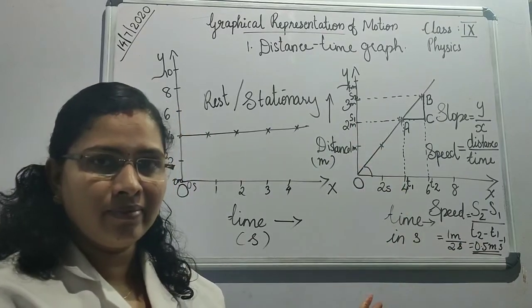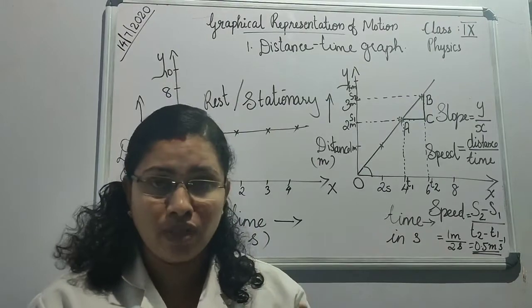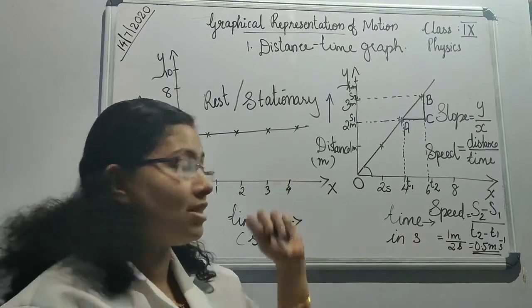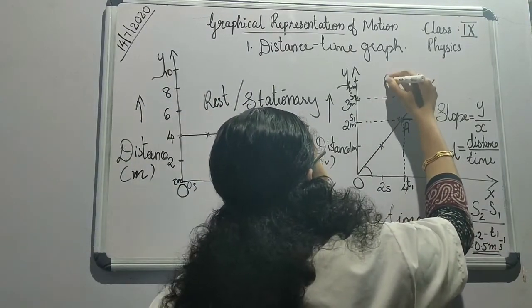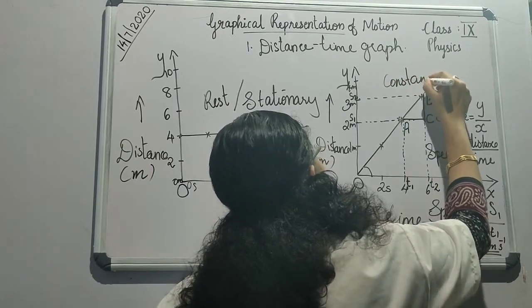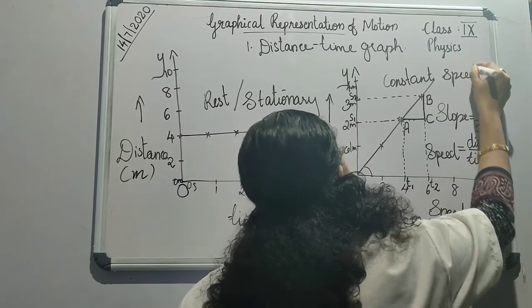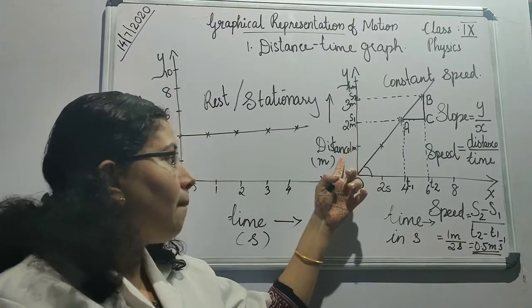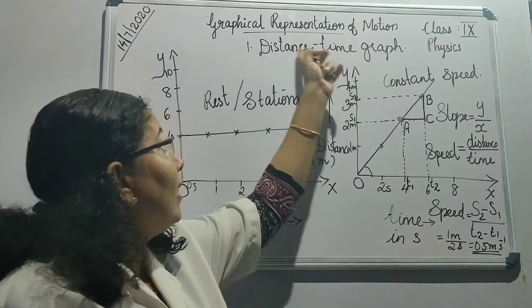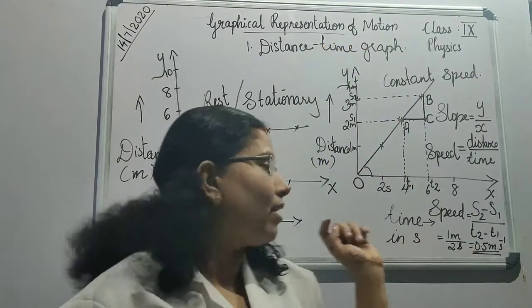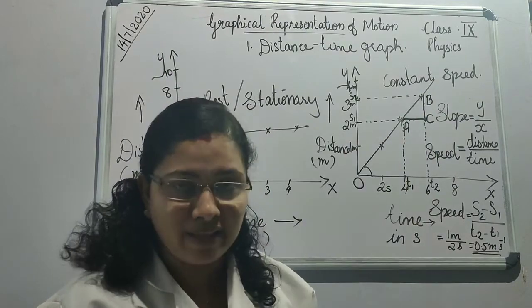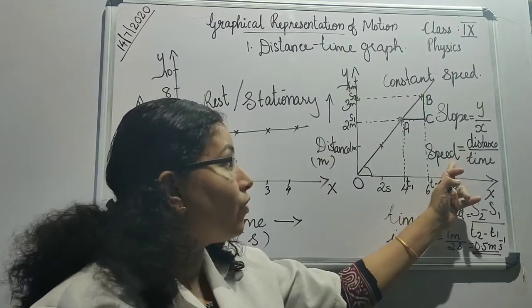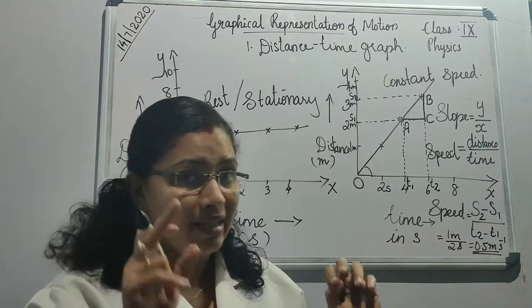Is it clear? Okay, so we have covered two types of graph in this distance time graph. The first is the object is at rest, or the object is stationary, and here the object is moving with a constant speed. Okay. And instead of distance, if we are taking the magnitude of displacement, that means if you are drawing the displacement time graph and we are getting a graph like this, then what can we say that?